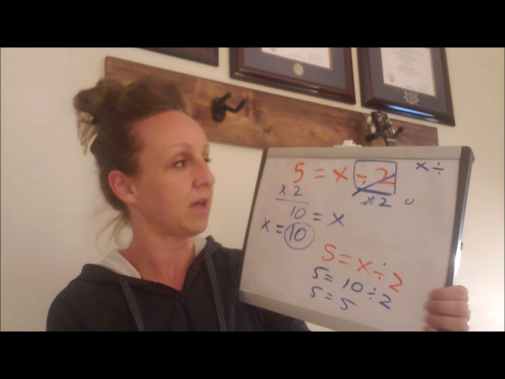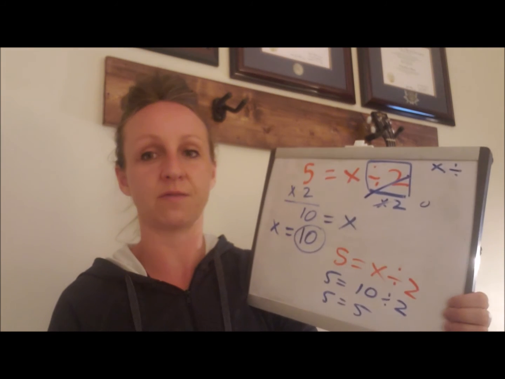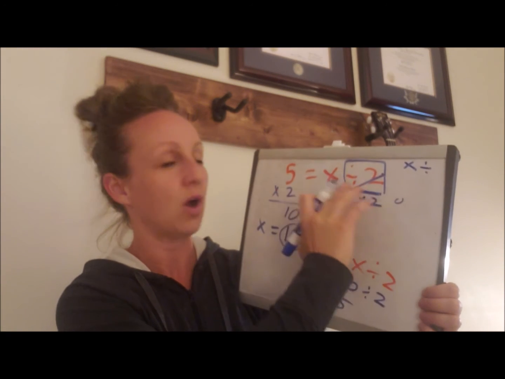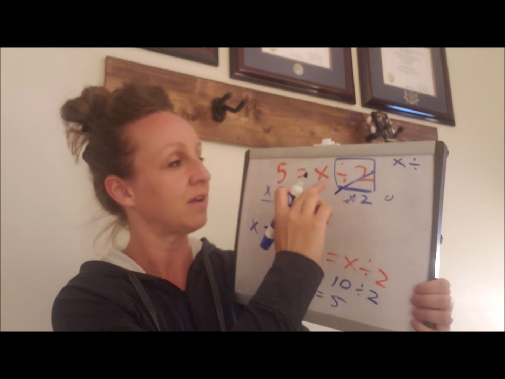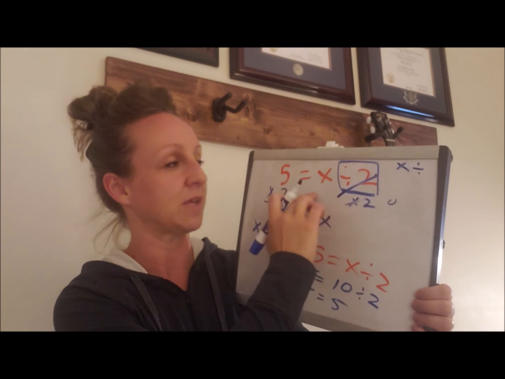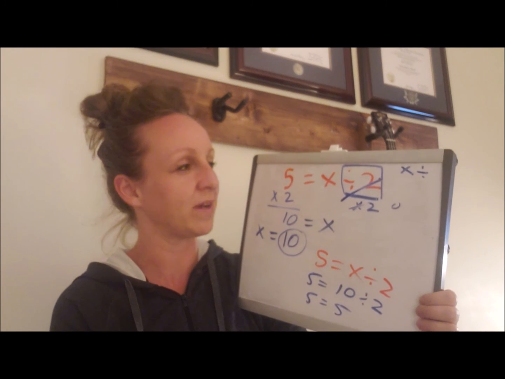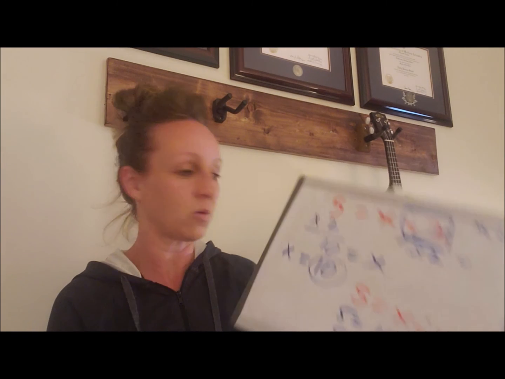So again, when we have it set up like this, it is a very manageable kind of question, as long as the operation and the number are to the right hand side of not the equal sign, but the variable. This is quite nice. I'm going to show you some other questions that are not so nice.